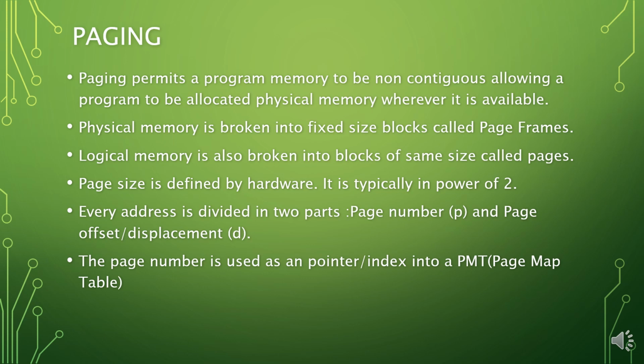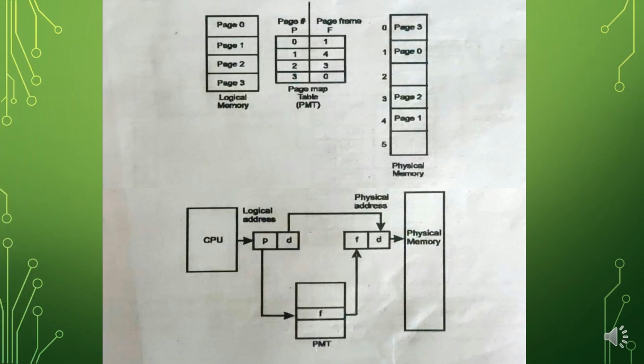The paging model of the memory is shown in the next slide. As you can see in the picture, you have logical memory, that is your pages. You have a page map table which has the page number on one side, and on the other side it has a frame number. Whereas you have a physical memory, that is your actual memory, which is frames. So logical memory pages are fixed inside frames by maintaining a PMT, that is a page map table.